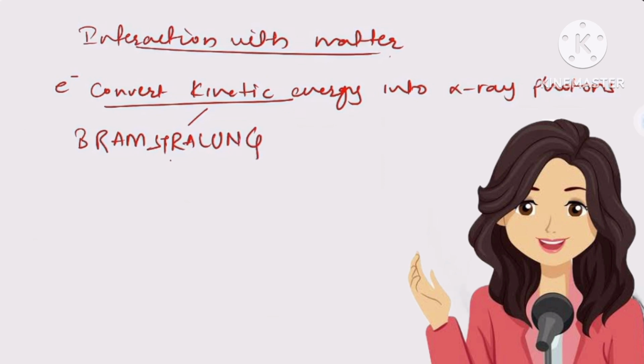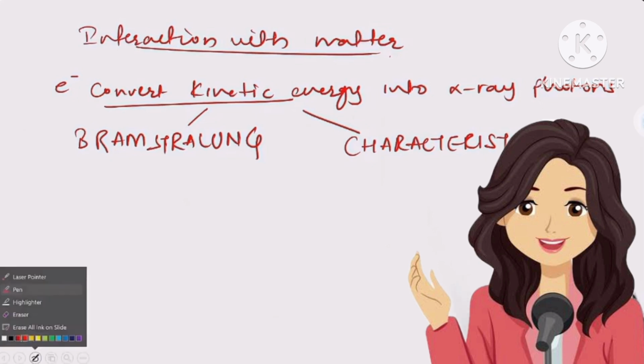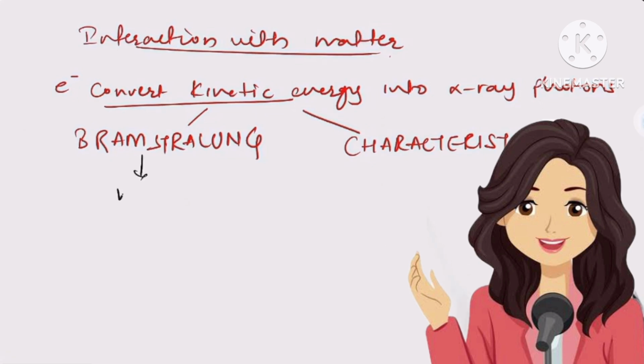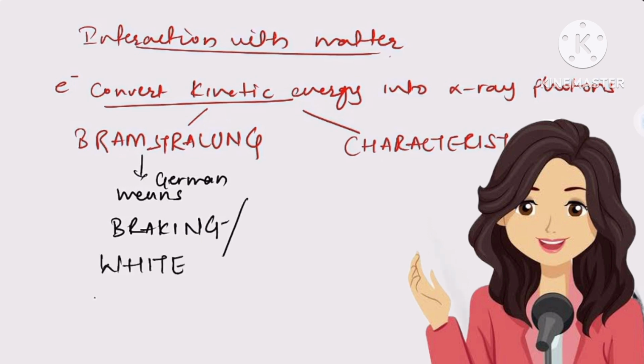The first one is the Bremsstrahlung interaction or Bremsstrahlung radiation. The second one is the characteristic radiation or interaction. Now, what is Bremsstrahlung? Bremsstrahlung in German means breaking radiation, or it is also called white radiation. What is this?